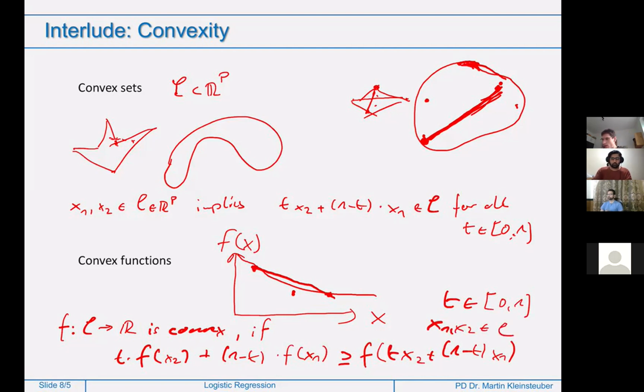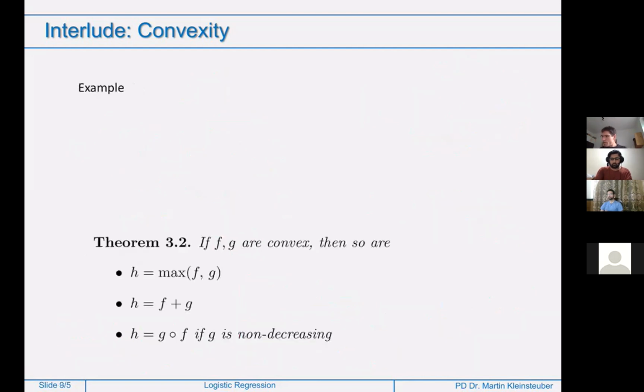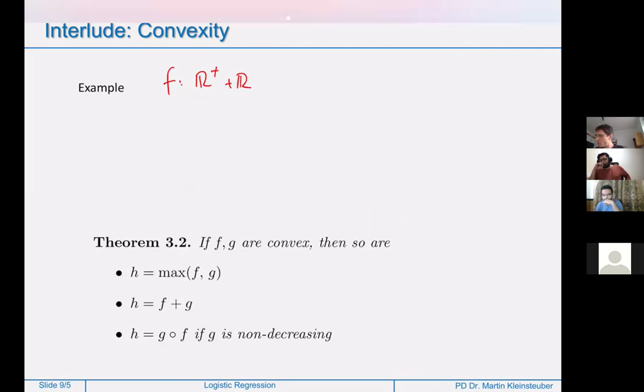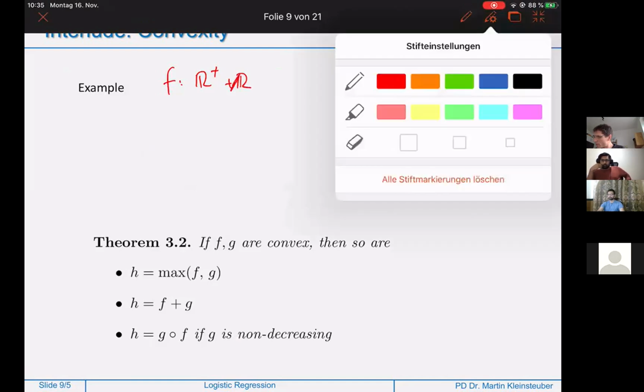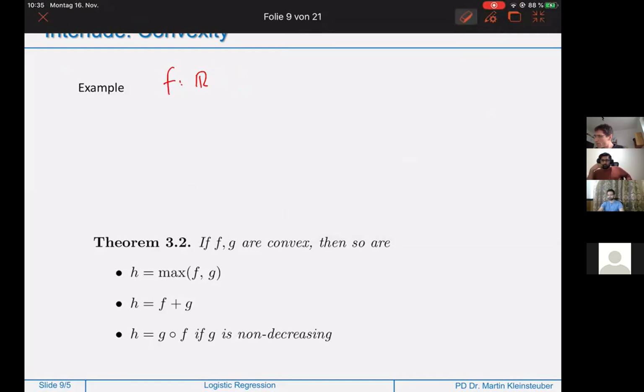Okay, so one example is, for example, the function f from R plus to R, where x is mapped to 1 over x. And this function looks like this. And this is a convex function.